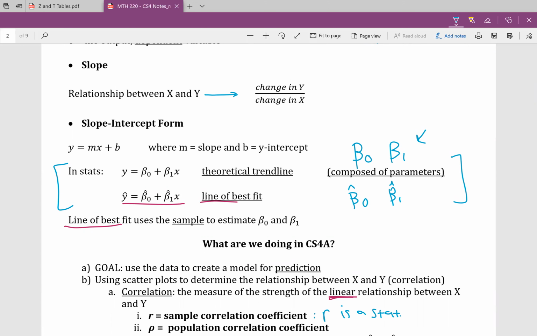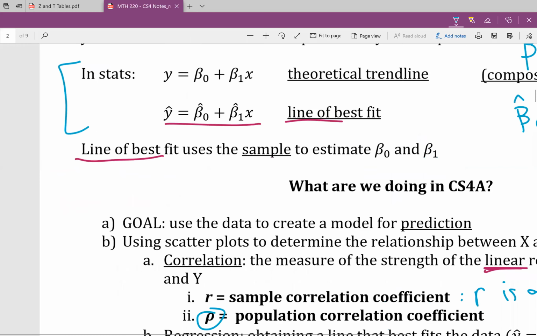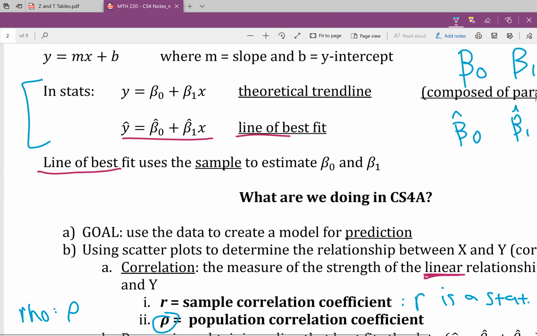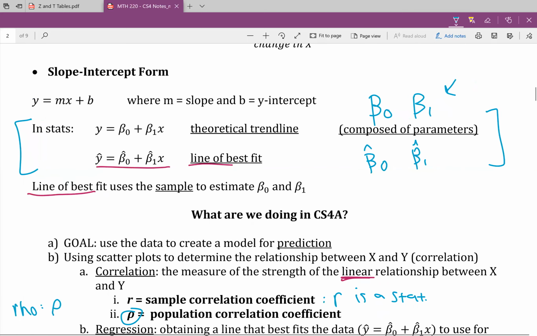Okay, if it comes from the sample, it's a statistic. If it comes from the population, it's a parameter. All right, so we have this Greek letter rho. Rho is the population correlation coefficient, and I'm going to zoom in a little bit here. Rho is spelled R-H-O, and you write it like that. I usually just start at the bottom. Not quite like a P, a little bit differently. Okay, that's rho, and that stands for our population correlation coefficient.